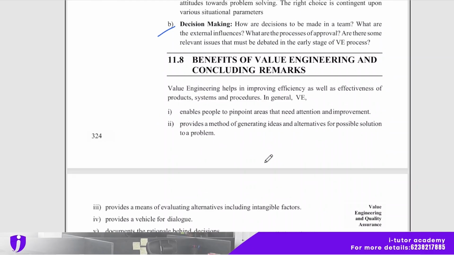Decision making: how are decisions to be made in a team, what are the external influences, and what is the process of approval? Are there some relevant issues that must be debated in the early stage of the VE process?